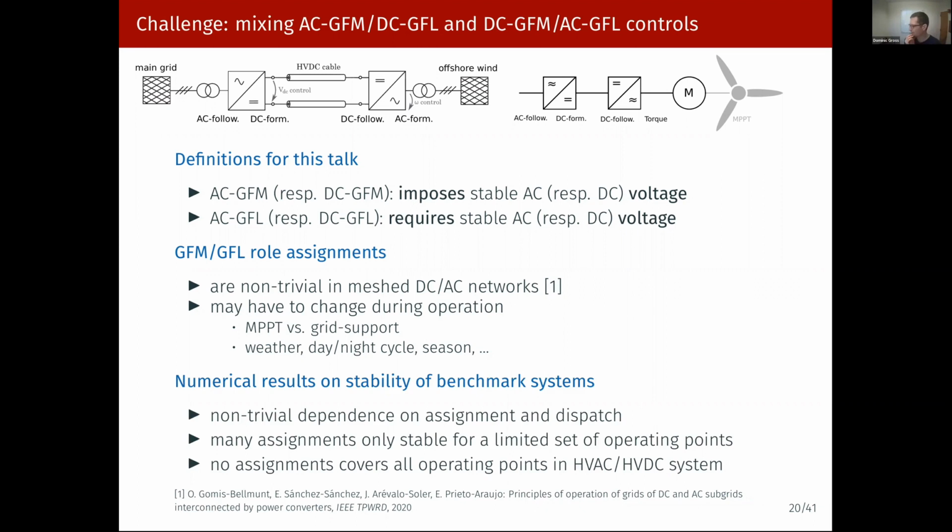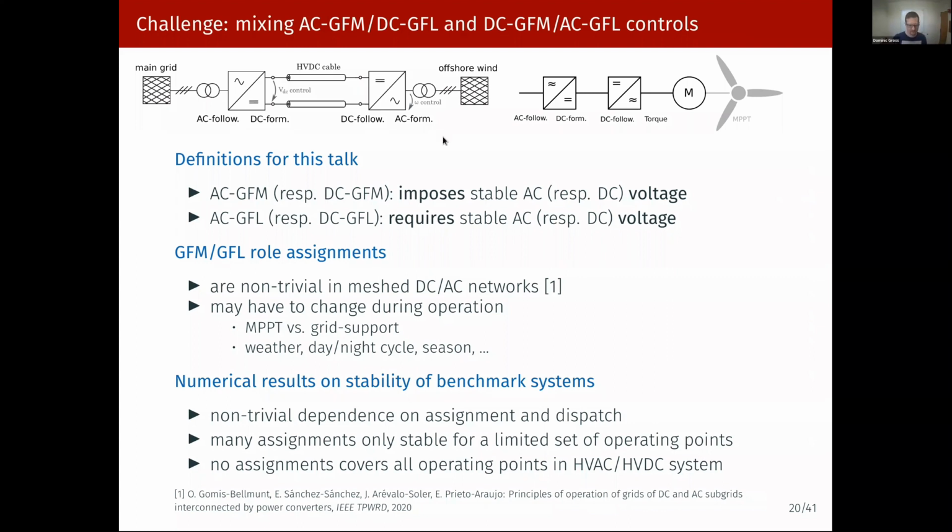This is not published yet, but you should be able to see it submitted soon. You can build benchmark systems that include these things and try to find a role assignment that is stable for all possible load scenarios, not even changing the generation around too much, just changing the load flow. And we have a few examples where we haven't even been able to do this. You can find one configuration of AC grid forming and grid following controls that maybe covers 80 or 90% of the load flow scenarios, but you cannot go to 100 without changing these assignments around.